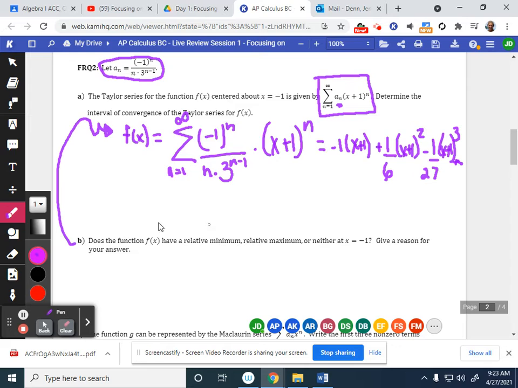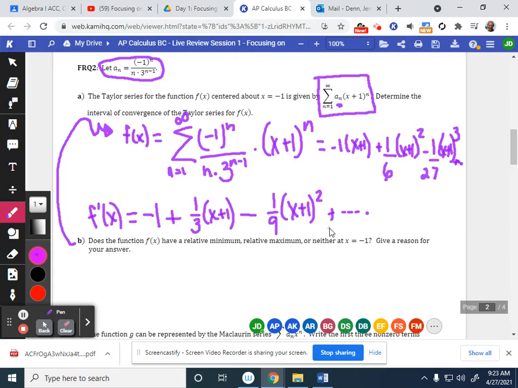Well, if they're asking me about mins and maxes, I need to find the derivative of f. So I can take the derivative of f by taking the derivative of each term in this series one at a time. The derivative of this term is -1, plus the derivative of this term is going to be 1/3 times (x+1), minus the derivative of this will be 1/9 times (x+1)^2, and so on.